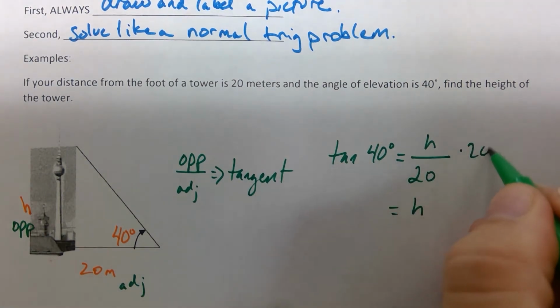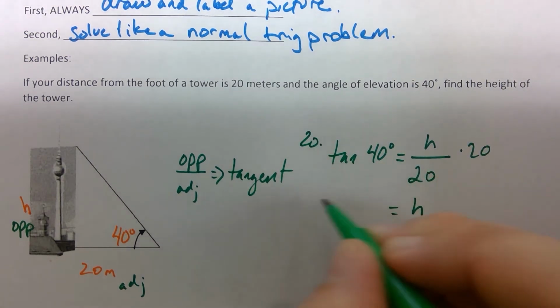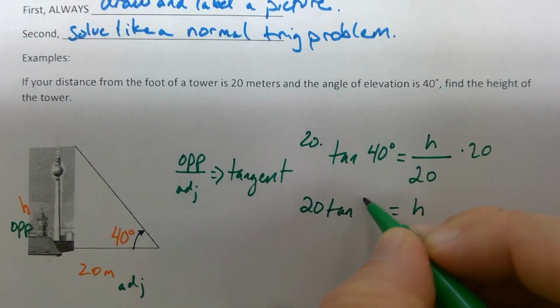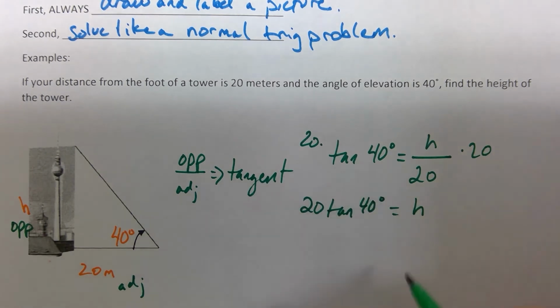We multiply by 20 on both sides to get that out of my denominator. So 20 tangent 40, H is going to be about 16.8, and I want to put my units on there. Okay, so that's another change in our context. I'm going to make sure that we can draw the picture and label it, like our context will say, and then also put our units on our response.